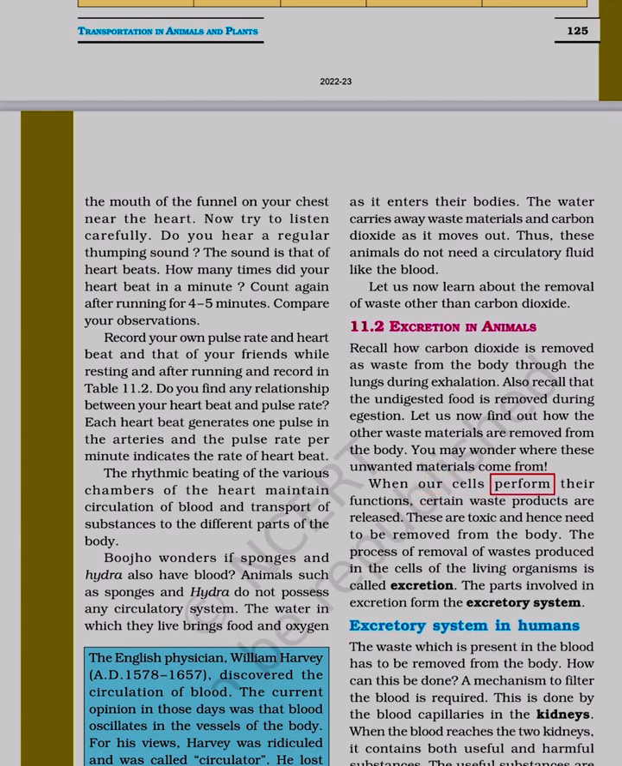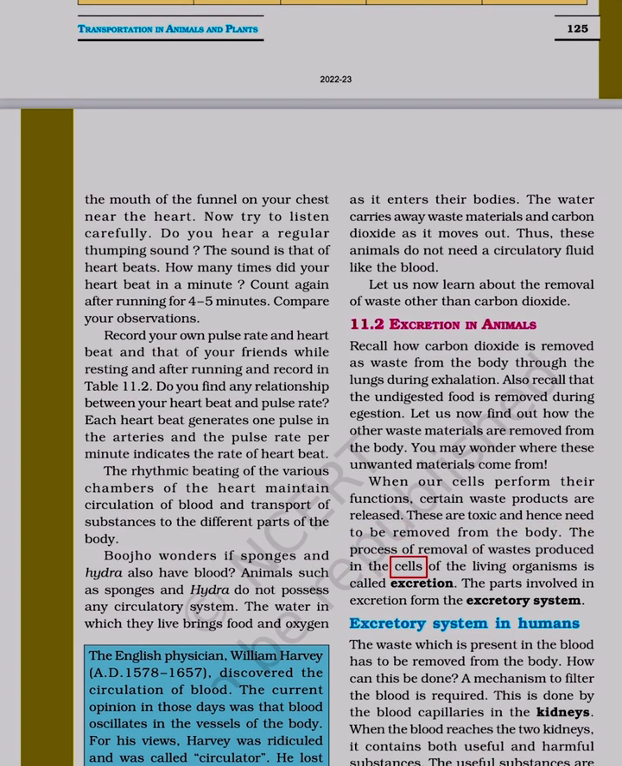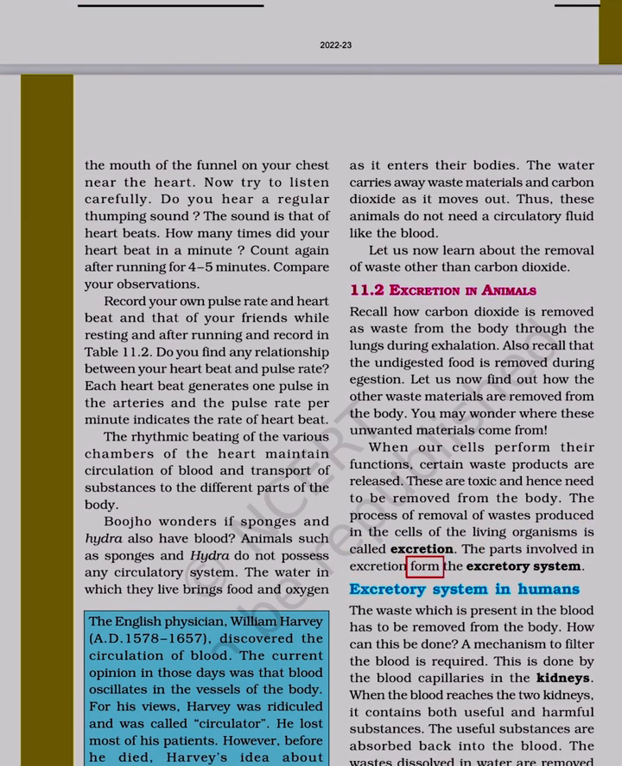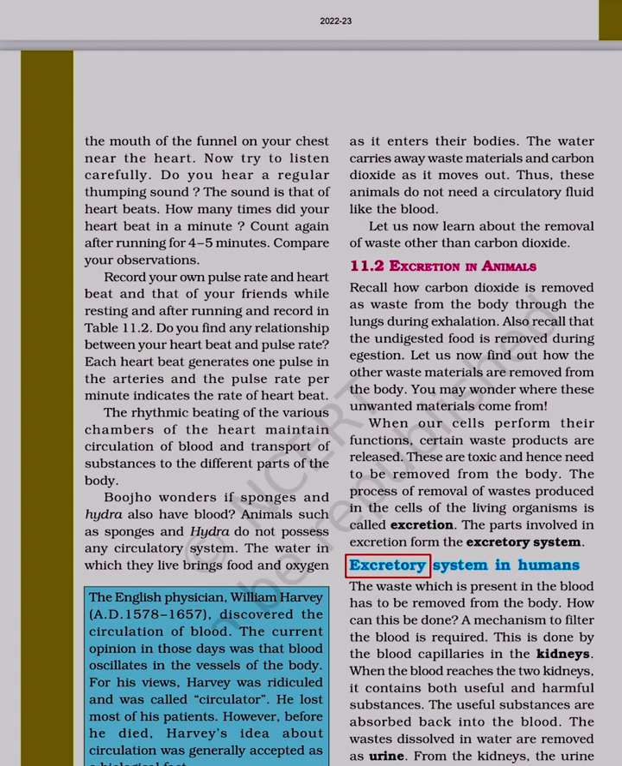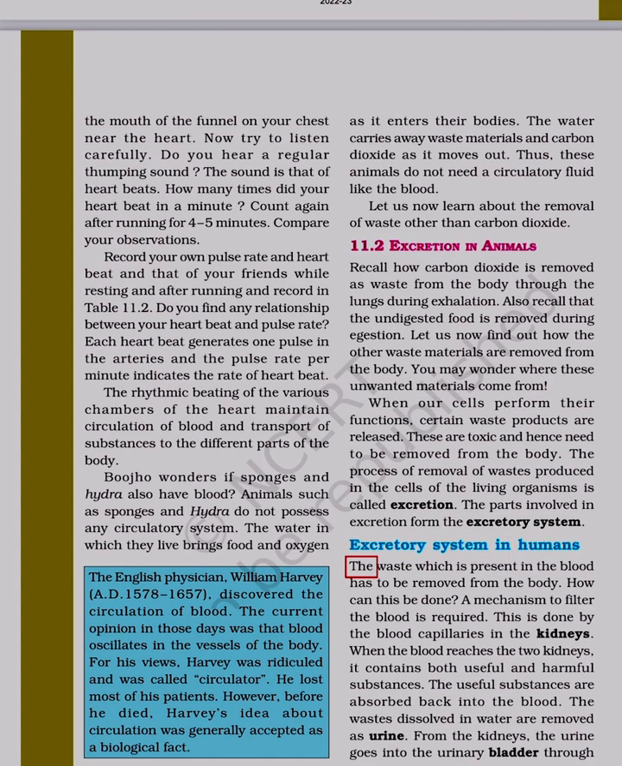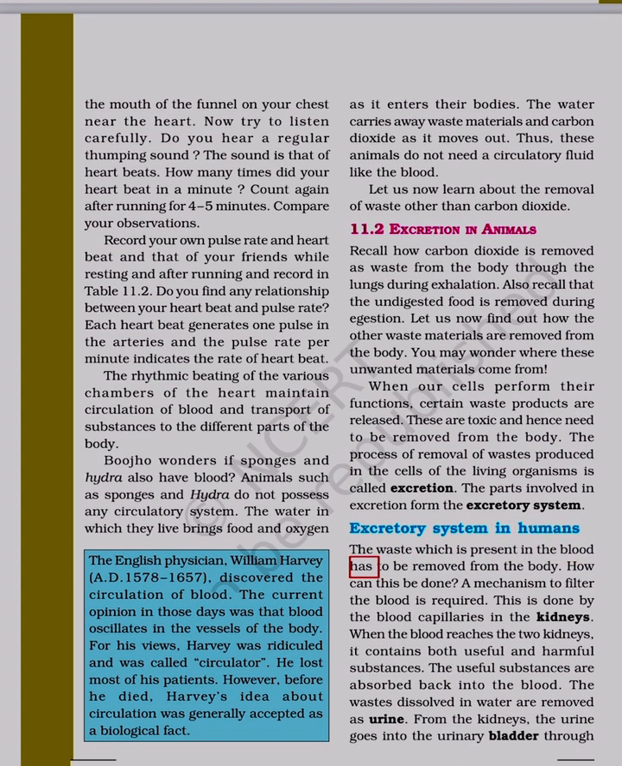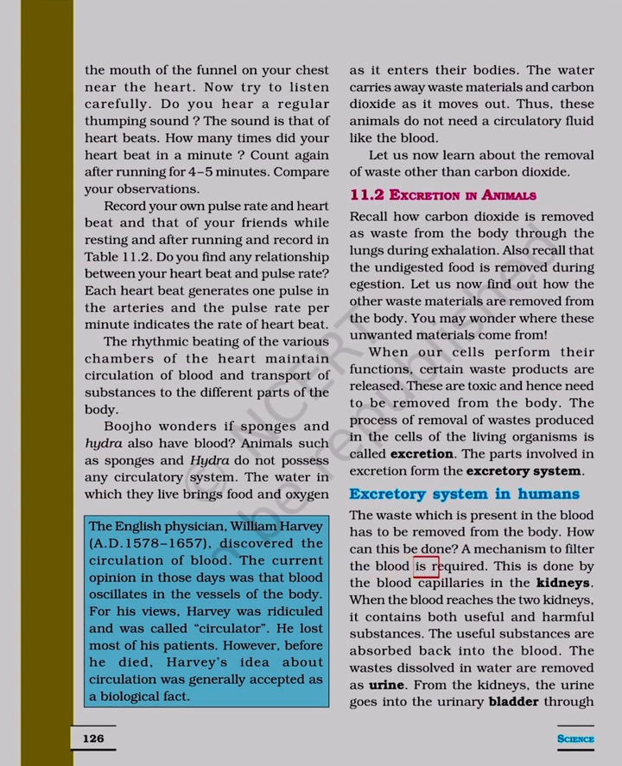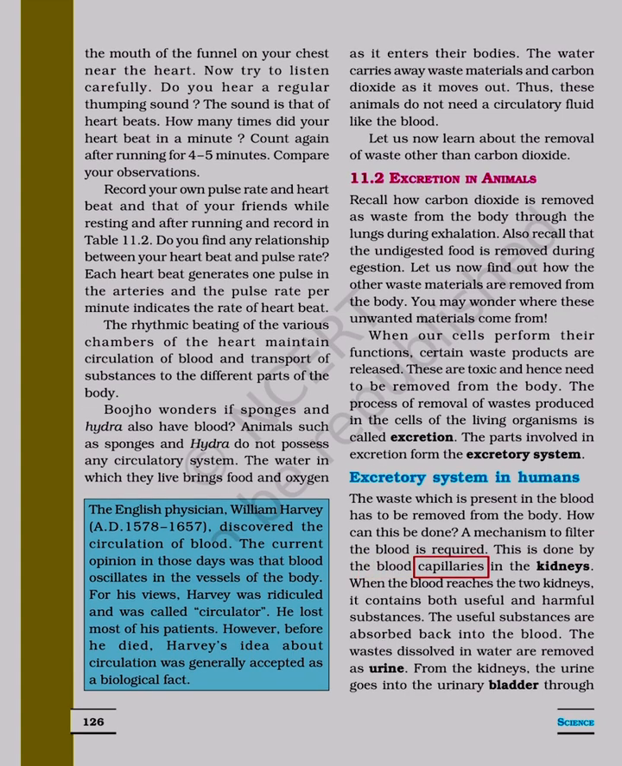When our cells perform their functions, certain waste products are released. These are toxic and hence need to be removed from the body. The process of removal of wastes produced in the cells of the living organisms is called excretion. The parts involved in excretion form the excretory system. Excretory system in humans. The waste which is present in the blood has to be removed from the body. How can this be done? A mechanism to filter the blood is required. This is done by the blood capillaries in the kidneys.